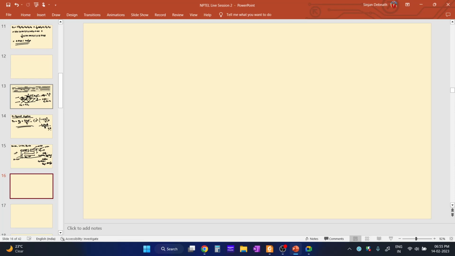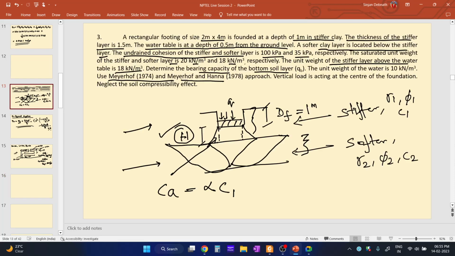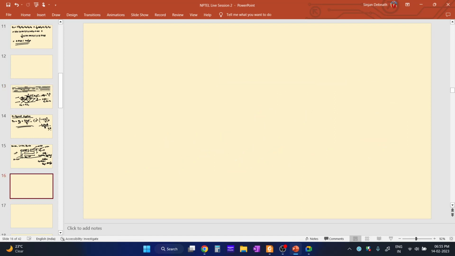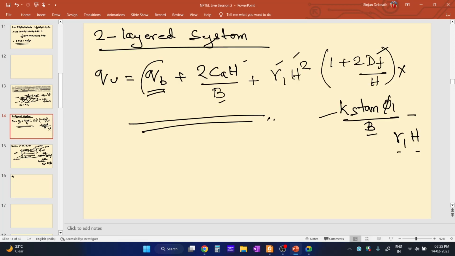In this particular question, we are asked only to find out the ultimate bearing capacity of the bottom layer only, that is QB. So what is the formula for QB? For QB, if you look in this equation, we need only this part. We are asked to find only QB, the ultimate bearing capacity of the bottom soil layer only. In this question we need to find out only this part.